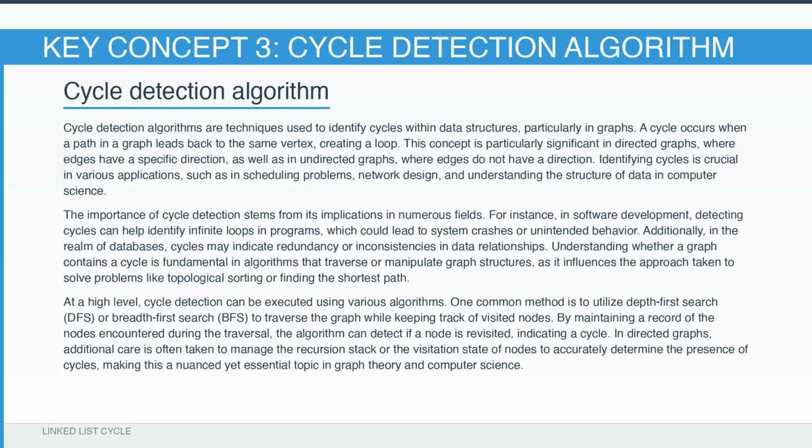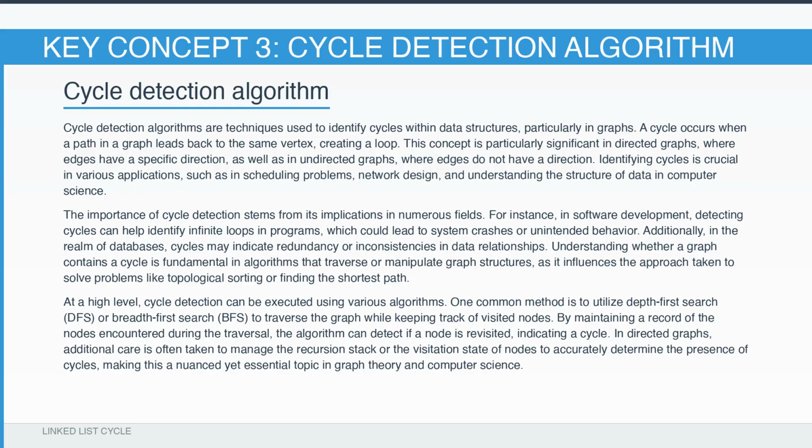Cycle detection algorithms are essential tools used to identify cycles in data structures like graphs. A cycle occurs when a path leads back to the same point, forming a loop. This concept is vital in both directed and undirected graphs. For example, in directed graphs, the edges have a specific direction, while in undirected graphs, they don't. Detecting cycles has real-world applications, such as in software development where it helps identify infinite loops that could crash programs. In databases, cycles might reveal redundant or inconsistent data relationships.